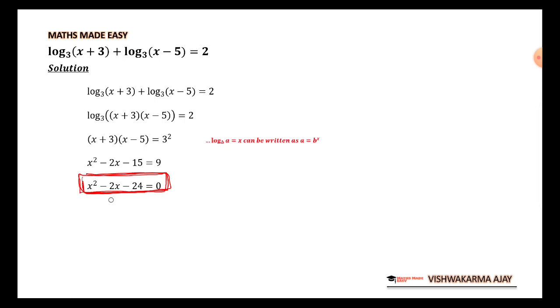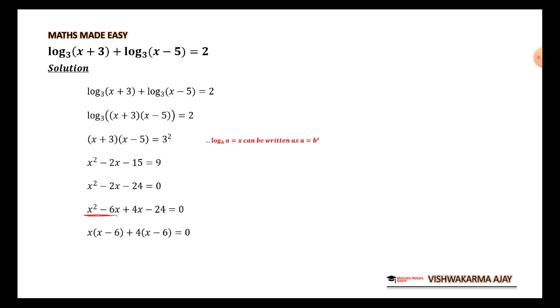We have to find numbers which multiplied will give 24, and if added or subtracted should give minus 2. So the numbers are 4 and 6. 4 times 6 is equal to 24. 6 minus 4 is equal to 2. Therefore, we have x square minus 6x plus 4x minus 24 is equal to 0.